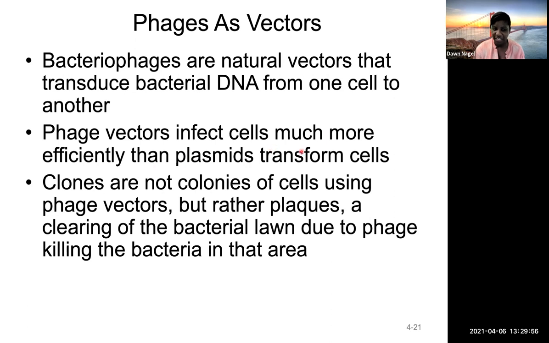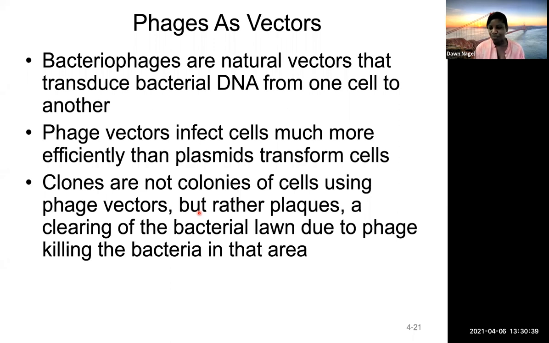It can infect cells much more efficiently than plasmids can be transformed. And instead of having clones as colonies, you have plaques. Within that mixture of bacterial cells, the bacteria are dead because the phage killed them, and the phage has died and released all of the components within the phage. So you have a clearing within the pool of bacteria, okay? And that's the way that you screen for whether or not your transformation has worked, to some extent.